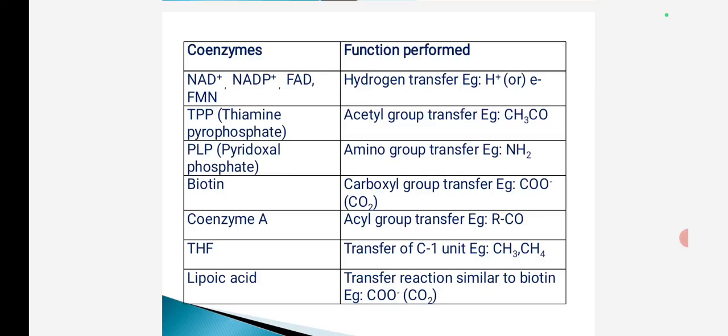Coenzyme A, acetyl group transfer reactions, or CO. THF, tetrahydrofolate, which is involved in the transfer of one carbon unit, example methyl group. Lipoic acid, which is involved in transfer reactions similar to biotin, example carbon dioxide or COO minus.